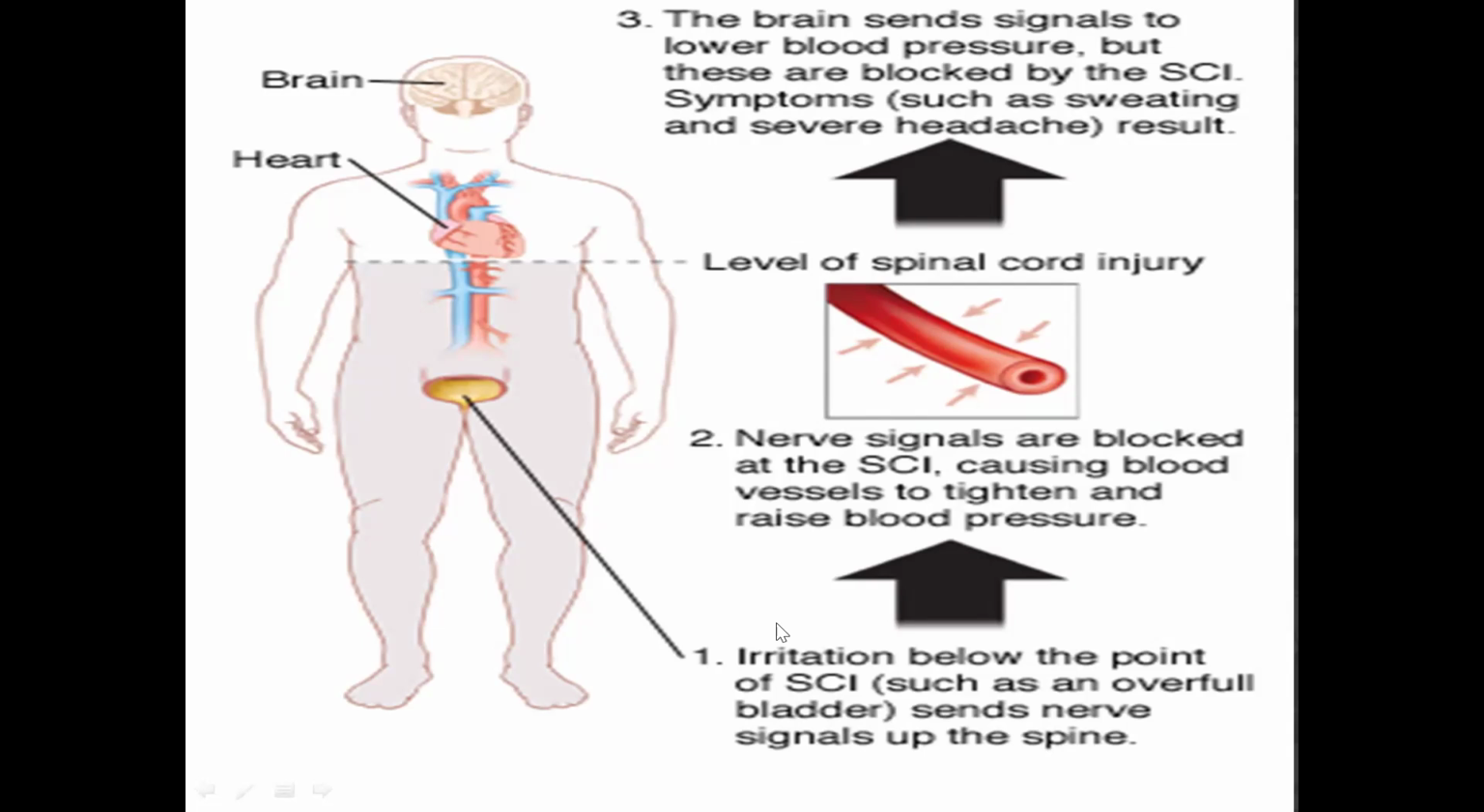What will happen is that there will be excessive what? Vasoconstriction. There will be excessive vasoconstriction. Now I told you the sympathetic nervous system is responsible for what? Vasoconstriction. So there will be excessively high blood pressure. So you can see that nerve signals are blocked at the spinal cord injury, causing blood vessels to tighten. And there will be what? Excessively high blood pressure. Do we understand to that point?